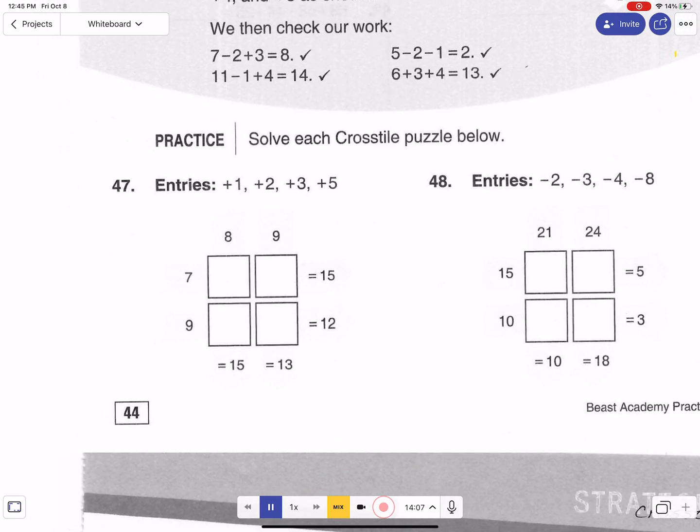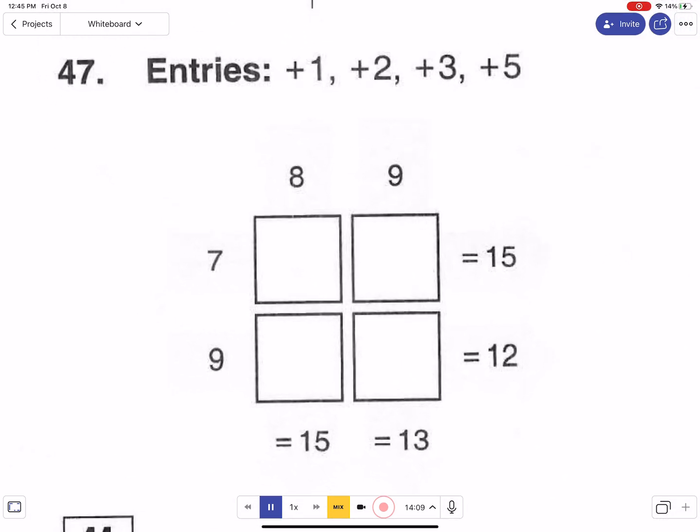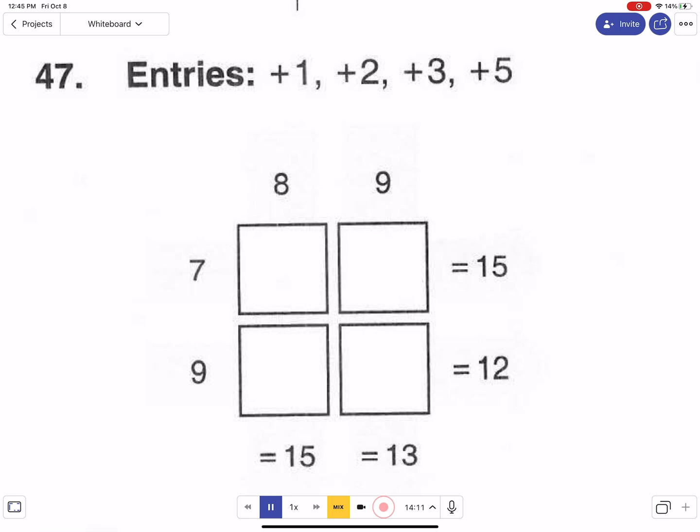Okay, so let's look at this one now. I'm going to zoom in. So here's our first cross tile problem. Here are our entries. These are what's going in the boxes. I'll write the definition here.